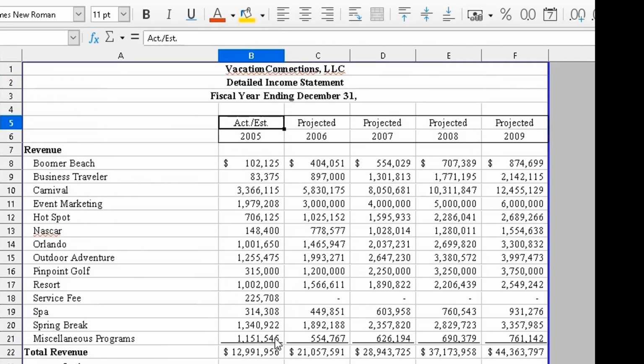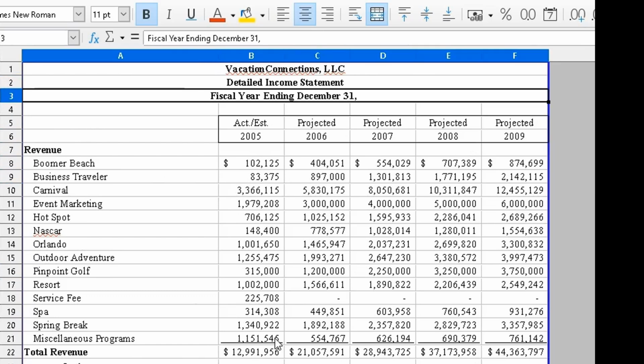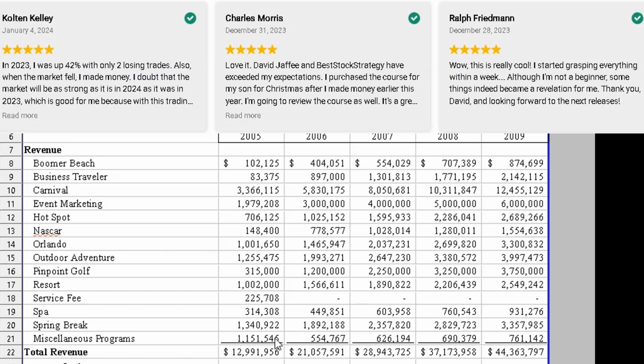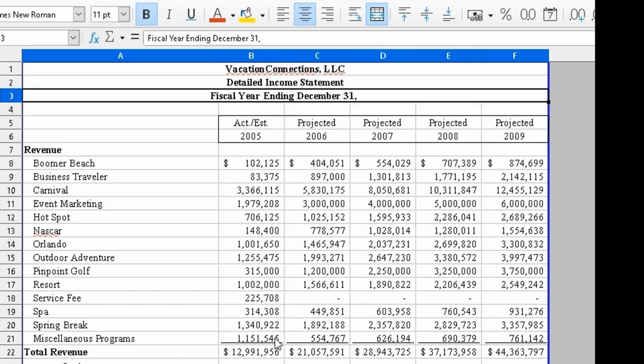So here, what Vacation Connections would do is approach brands and put together those goodie bags or party bags. The brands would pay Vacation Connections in order to be in the bag that you would receive if you went on a cruise. So let's say you went on a cruise or you stayed at a hotel, then you would be given free samples.